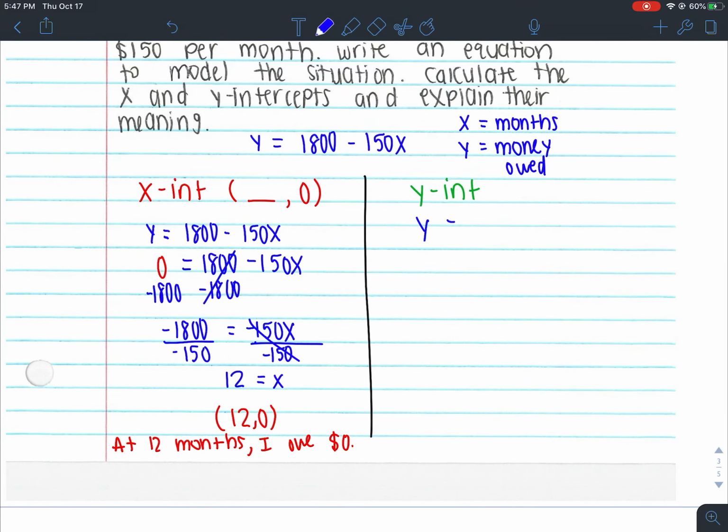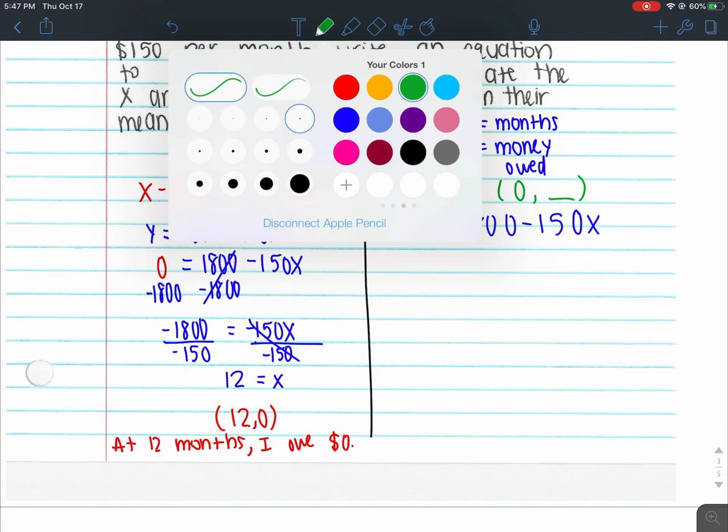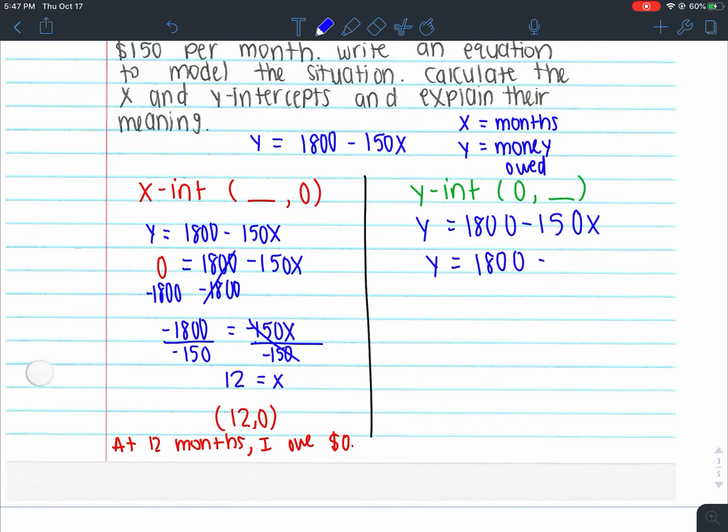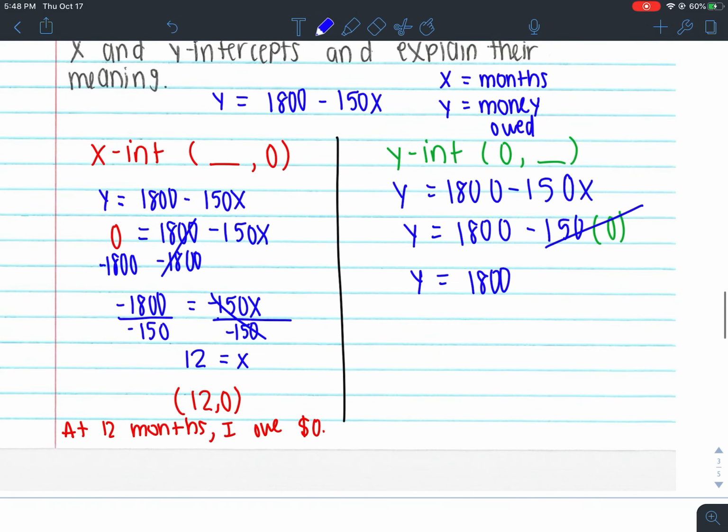Now I'm going to solve for the y-intercept. I'm going to have to copy down the equation. The hardest part for this one was just coming up with the equation, and then we have to interpret the meaning. Okay, for a y-intercept, it's going to be (0, number), because we're solving for the y value. We know that our x value is going to be 0 because our y-intercept always has a 0 for the x value. So I'm going to copy down everything exactly how it is, but I want to make sure I plug in a 0 for the x. Well, negative 150 times 0 is just 0. So y equals 1,800. So my y-intercept is (0, 1,800).